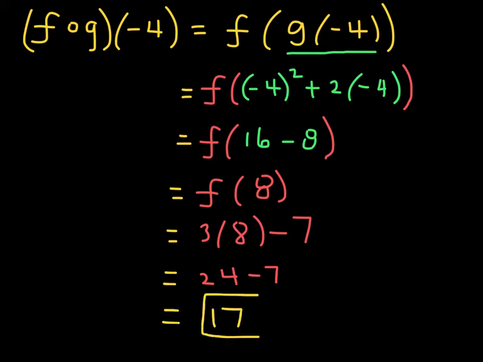This is the function value, guys. So f composed with g at -4 is 17. You plug -4 into that composite function and you'll get 17 out.